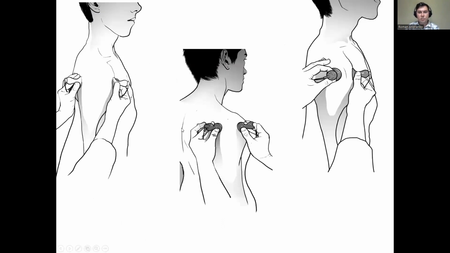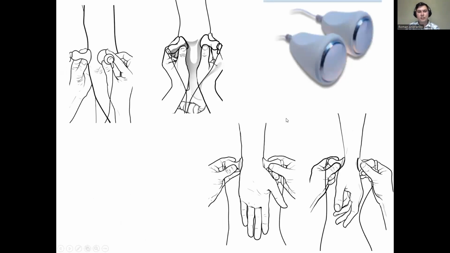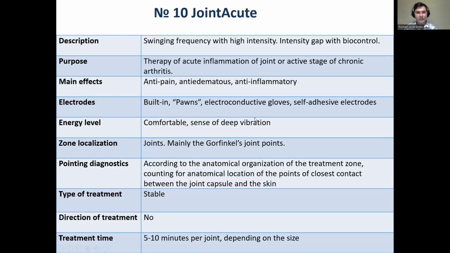This is the shoulder joint. Let's stay here. And a couple of more options you can use. All that can also be addressed with the built-in electrode, but you will spend more time as you need to work with every single magic point with the built-in electrode, and spend more time if you need to treat both of them.